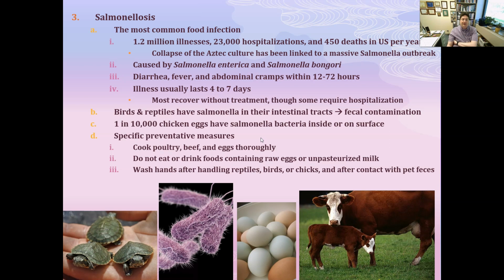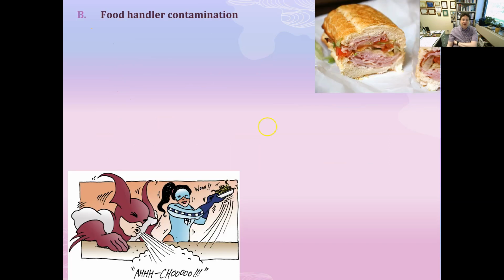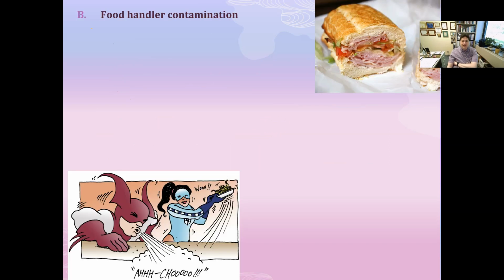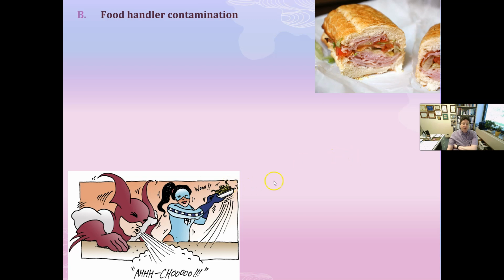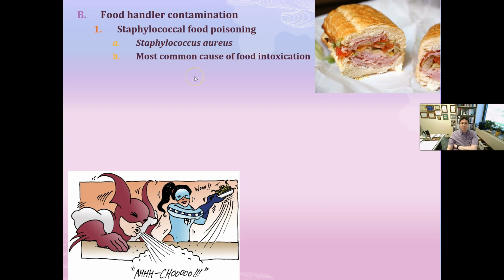So one route of entry here is fecal contamination. Another entry is food handler contamination. All right? So say at a restaurant or something. Now, this is typically caused by Staphylococcus. So you have staphylococcal food poisoning. Usually this species again, which we've seen many times, Staphylococcus aureus. Now, Staph aureus is the most common cause of food intoxication, not food infection, food intoxication.